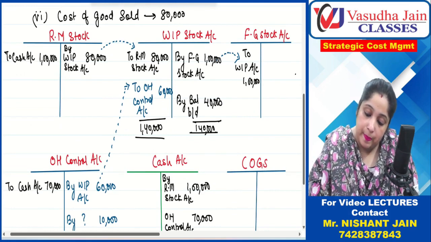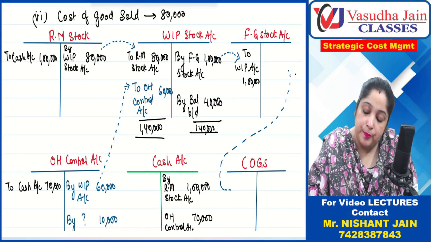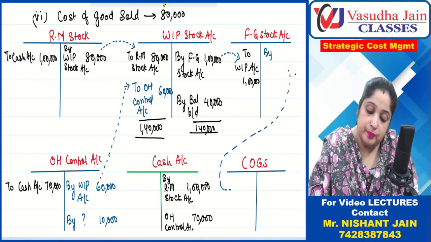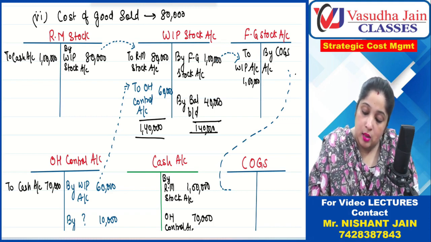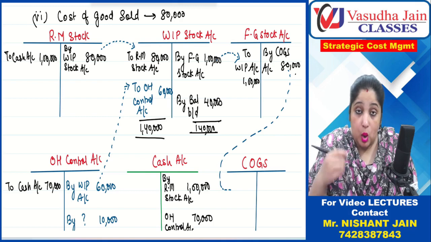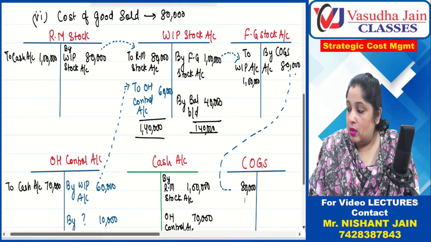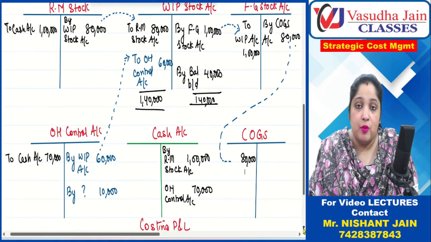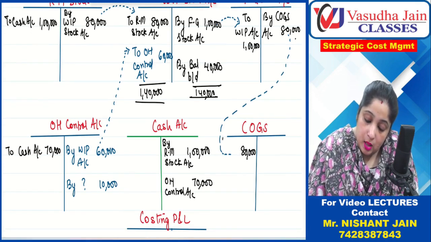So from here, this will go here. In the cost of goods sold account, I will write 80,000. Your goods which have been sold, the cost is 80,000. This is the cost, right? And now this is an expense, so the account is debited. All these expenses and all losses will be transferred to the profit and loss account. So here I will write: to finished goods stock account.